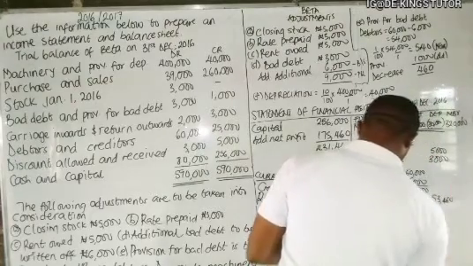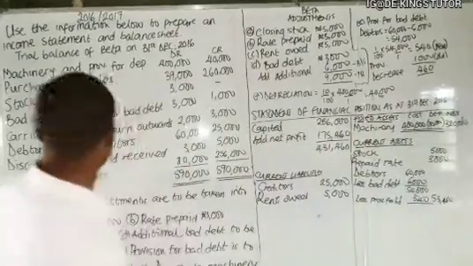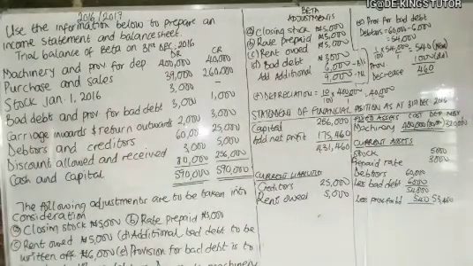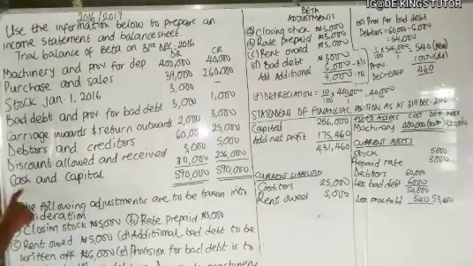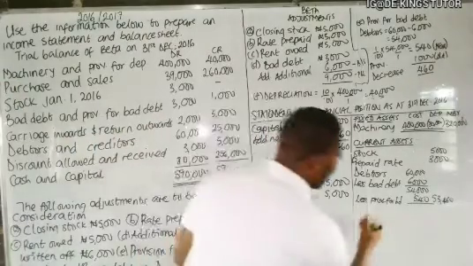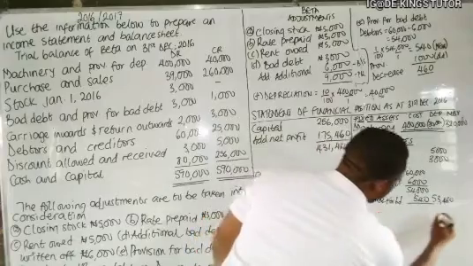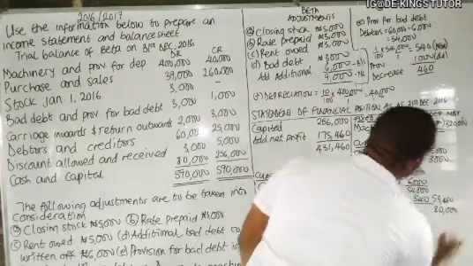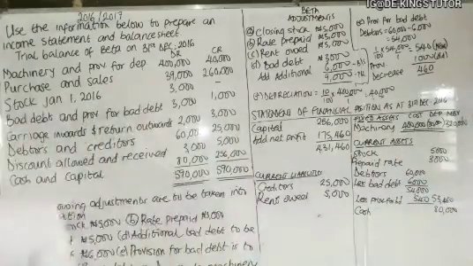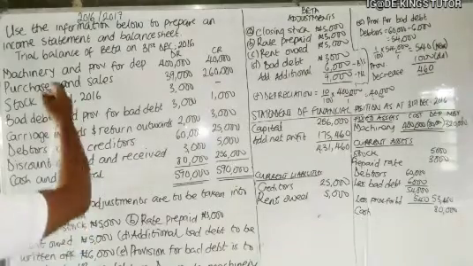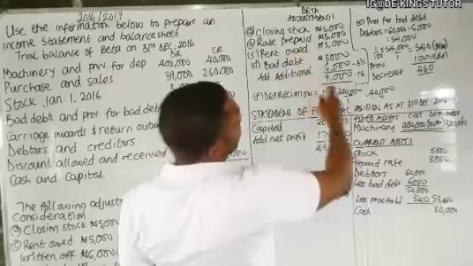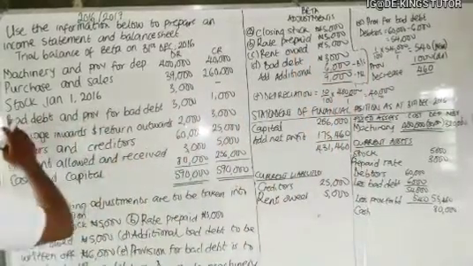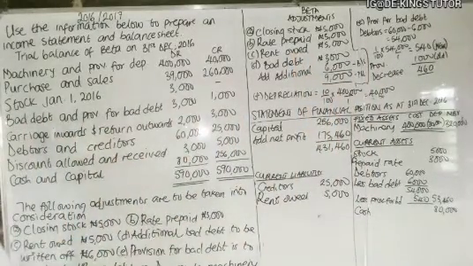Okay, so we'll check again if there are other items that are supposed to come to the balance sheet. Cash. We don't forget cash. Cash is 80,000. We'll check if there are other items that are supposed to come. We'll check here again. Okay, I think that is all.